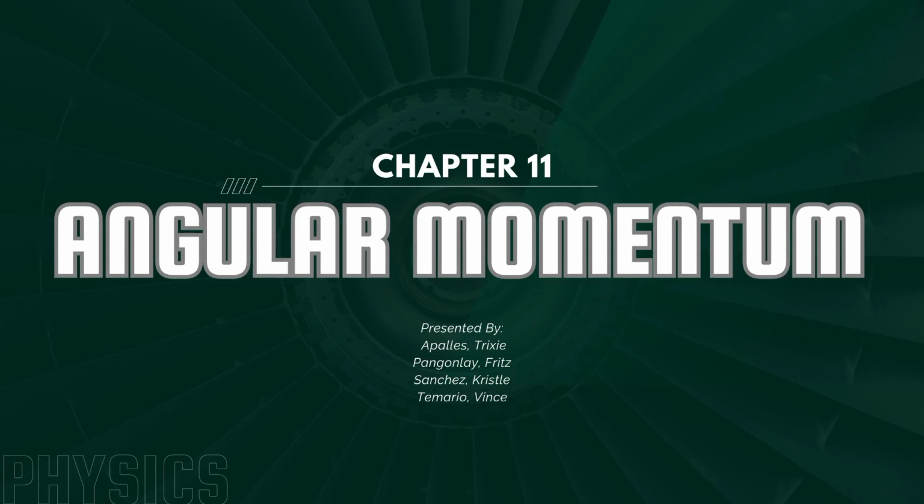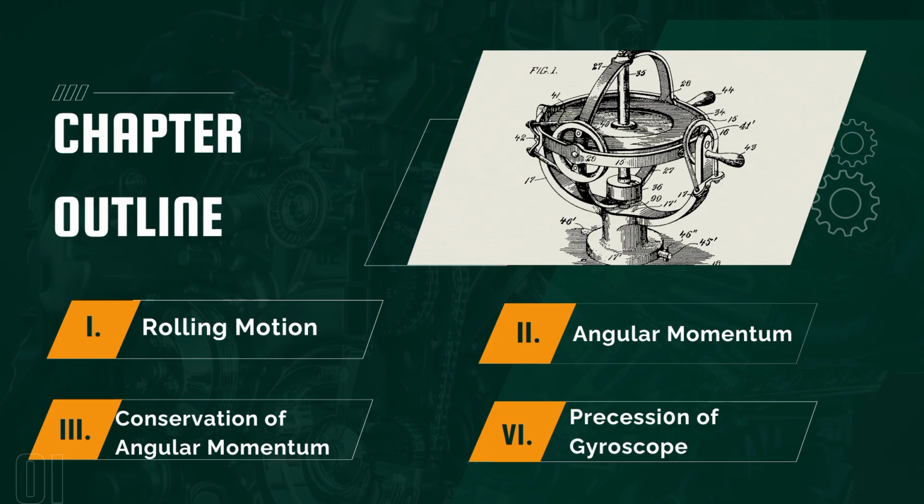Good day, everyone. Our topic will be about angular momentum. This lesson consists of four main topics. These are rolling motion, angular momentum, conservation of angular momentum, and precession of gyroscope.